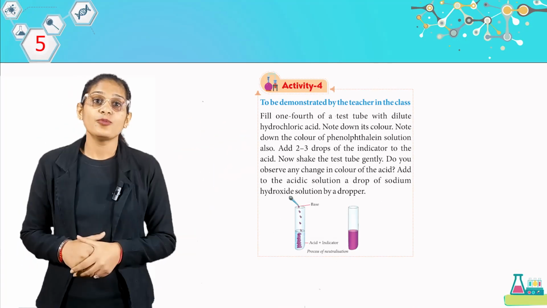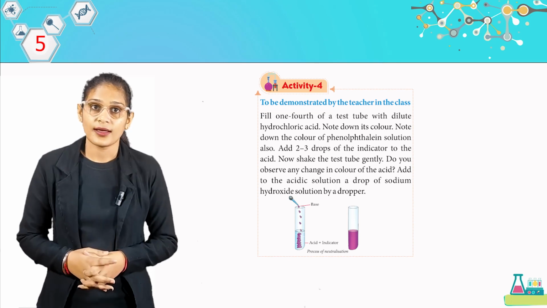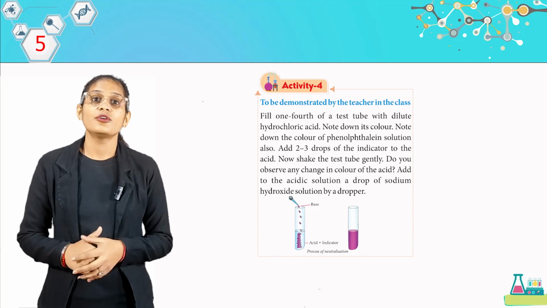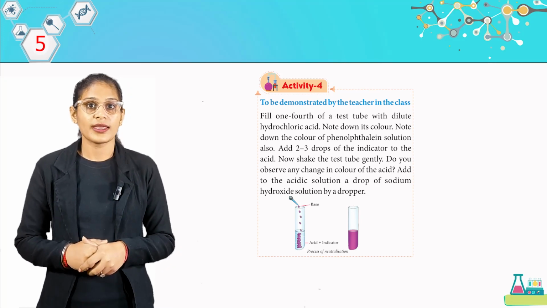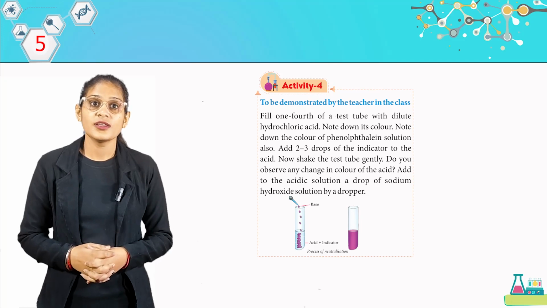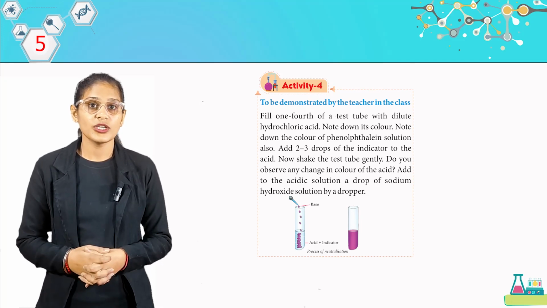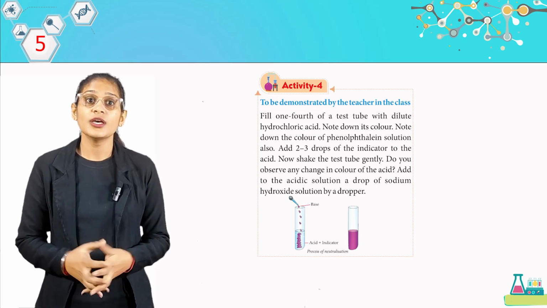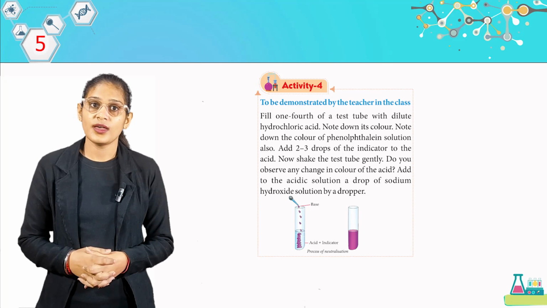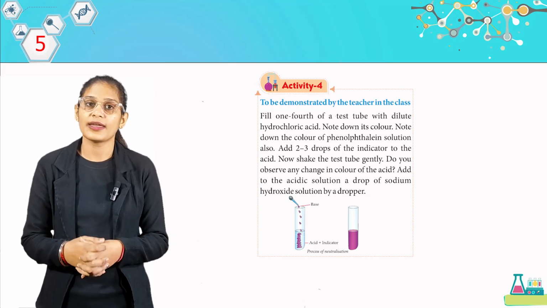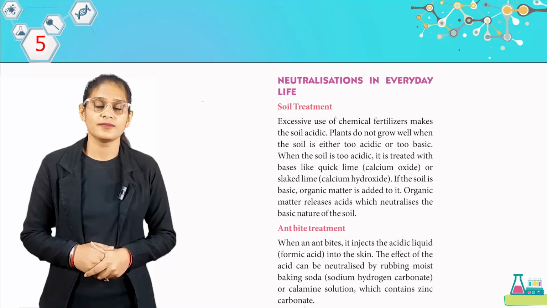Now we have an activity. Activity 4, to be demonstrated by the teacher in the class. So student, this activity is demonstrated by your teacher in the class. Fill 1/4 of a test tube with dilute hydrochloric acid. Note down its color. Note down the color of the phenolphthalein solution. Also, add 2 to 3 drops of the indicator to the acid. Now shake the test tube gently. Do you observe any change in color of the acid? Add to the acidic solution a drop of sodium hydroxide solution by a dropper. Process of neutralization, acid plus indicator.